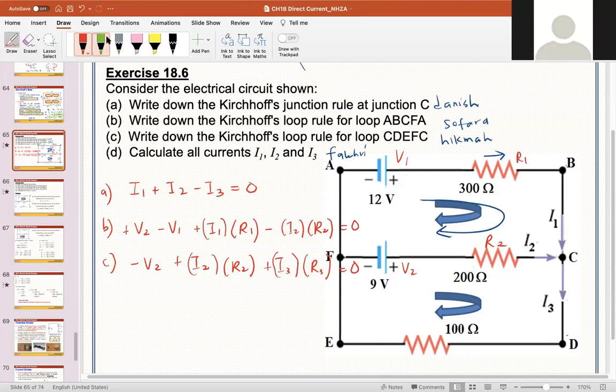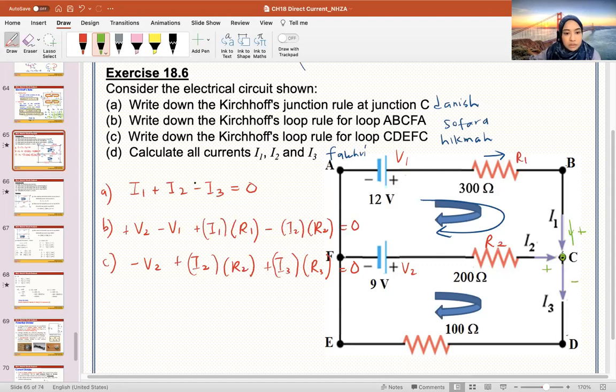Let's cross check their work. Here Danish said I1 is positive, I2 is positive, I3 is negative. I1 is moving towards the junction, like Divya said, or going into the junction, so it becomes positive. This one is also going into the junction, positive. This one is negative. So I1 positive, I2 positive, I3 negative, equals 0. So this should be correct.